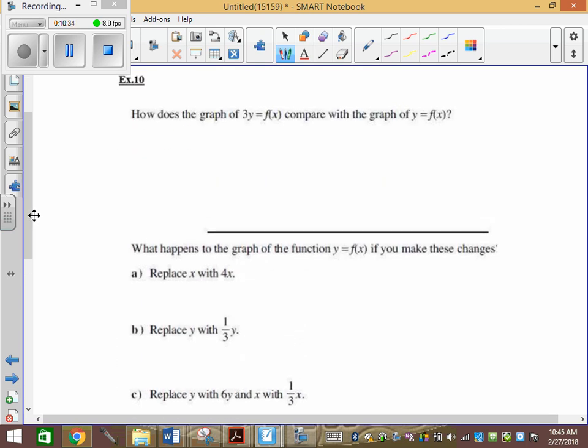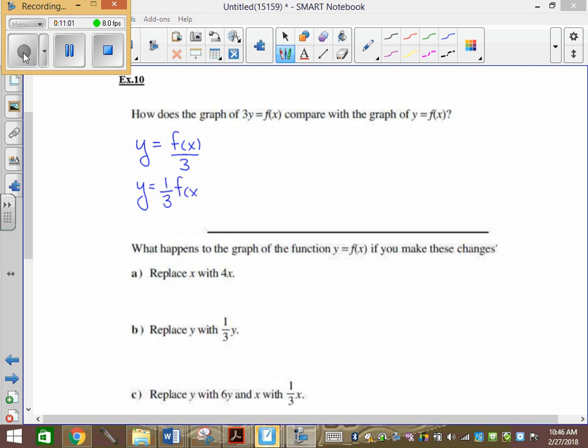Do example 10. How does the graph of 3y = f(x) change? What do I need to do here? First, get the 3 on the other side. So to move the 3 over to the other side, what am I going to do? Divide by 3. So I would technically have f of x over 3, which looks ridiculous. How else could I write it so it's not ridiculous? 1/3. Is it with the x? No. So what kind of stretch is it? Stretch by a factor of 1/3 about the x-axis.